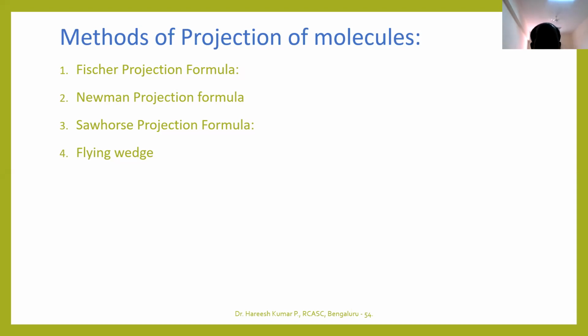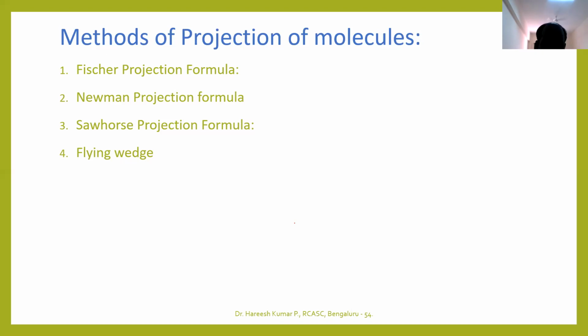Fisher projection formula means, more particularly, the most oxidized part will be on the top of the molecule. That you need to remember. Fisher projection formula is used mostly for the representation of carbohydrates and chiral compounds. Newman and Sawhorse projection formulae are related to conformations, more particularly the eclipsed one and the staggered one. Those things can be represented by using Newman and Sawhorse projection formulae.